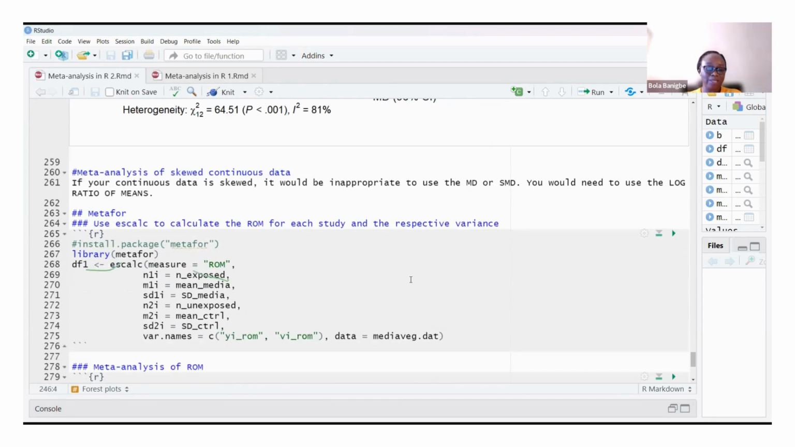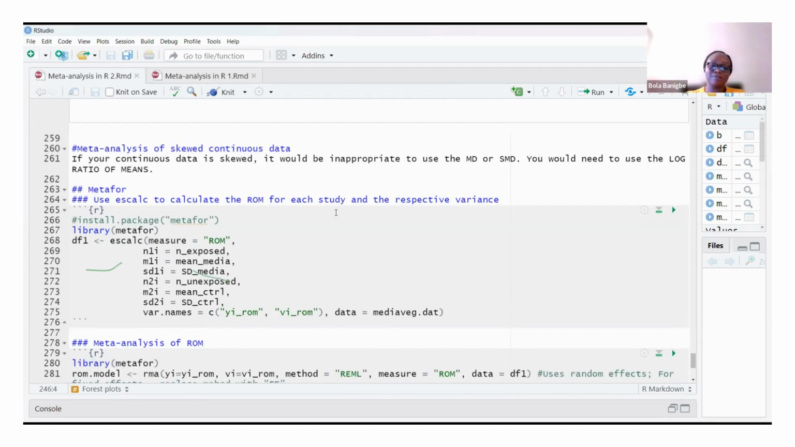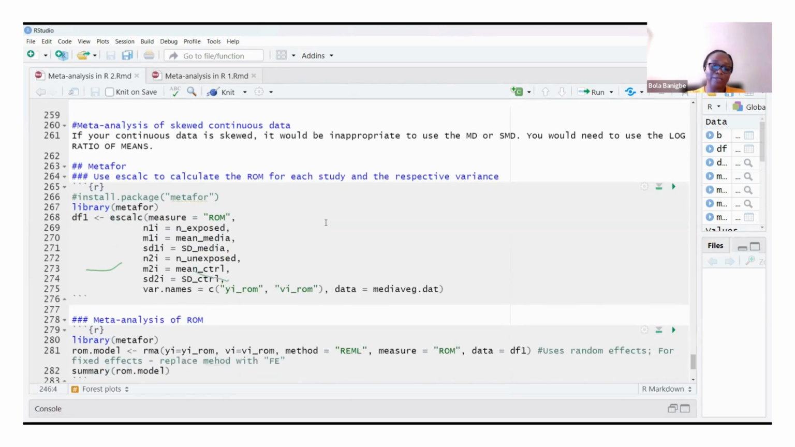The log ratio is a form of transformation that you use to bring the effect estimates from the individual studies that are skewed to approximately normal. You can use escalc to calculate the log ratio of the means for each study. So we're not just calculating the log ratio of the means for the overall pooled effect size, we're doing it for each study. Once you've done it for each study, you run the meta-analysis, whether fixed effect or random effect.